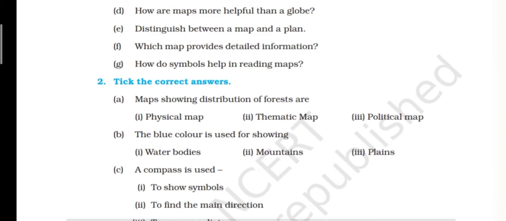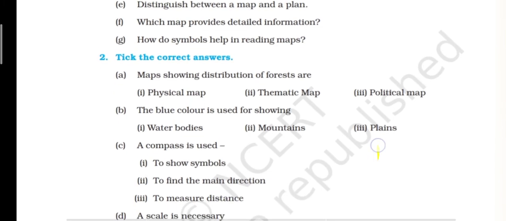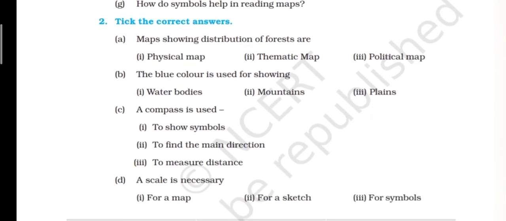Then number B, blue color is used to show water bodies. Mountains are shown by brown color and plains are shown by green color. So the correct answer is water bodies. Now number C, compass is used. Here also the answer is number 2, to find the main directions.